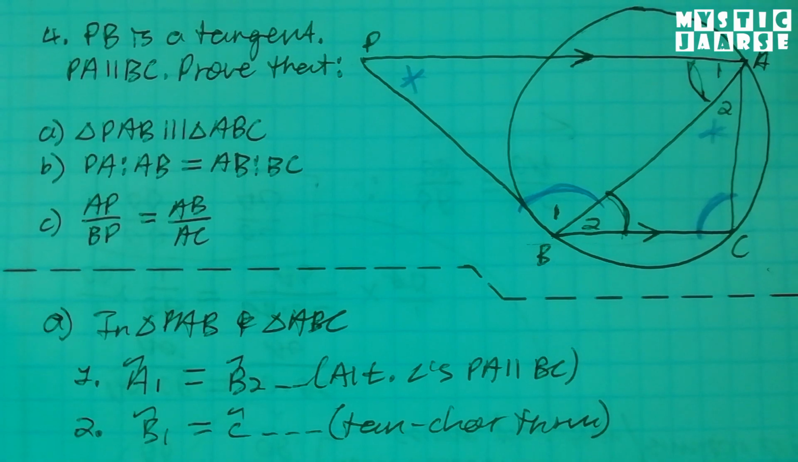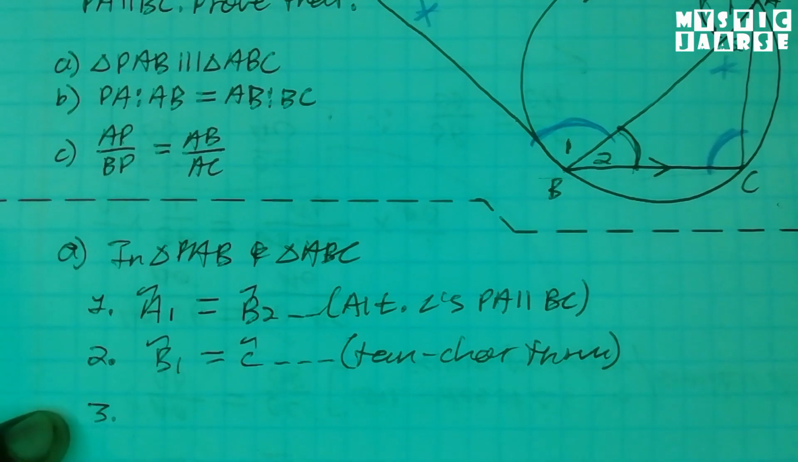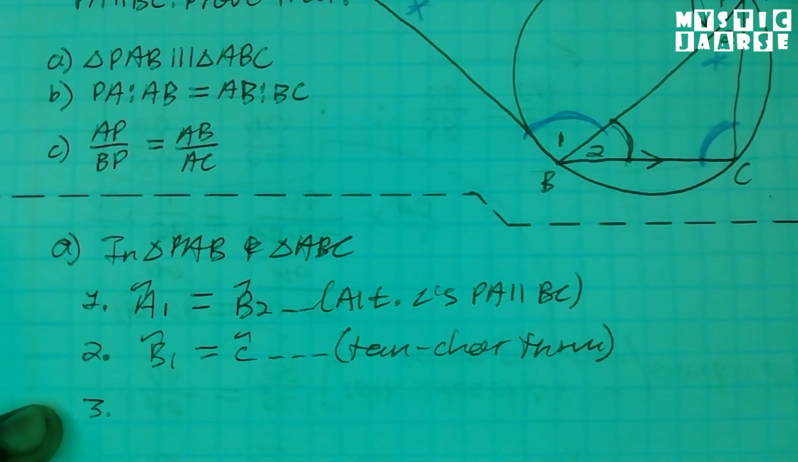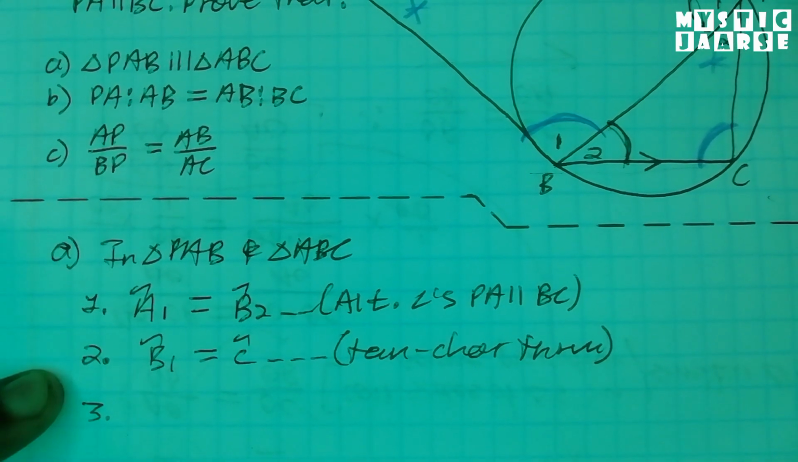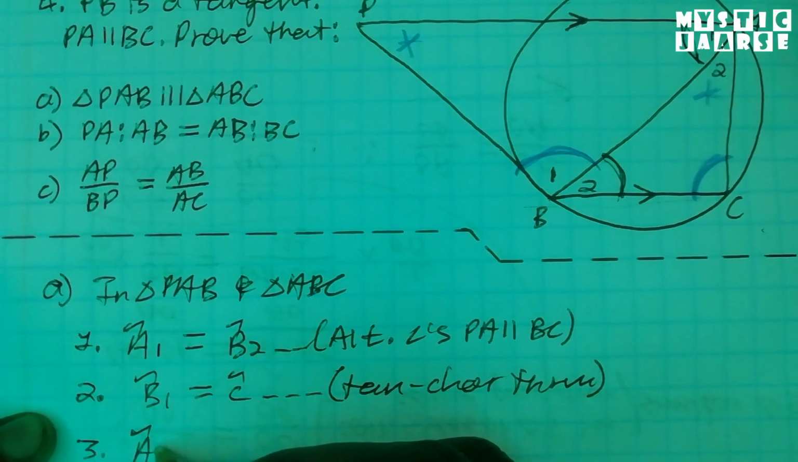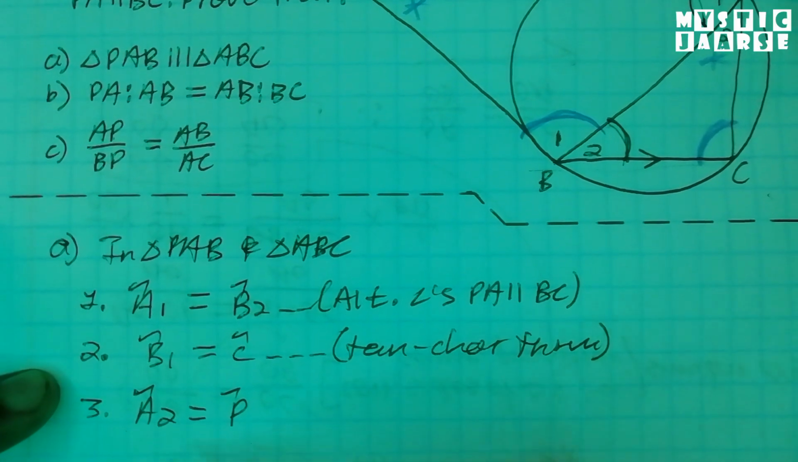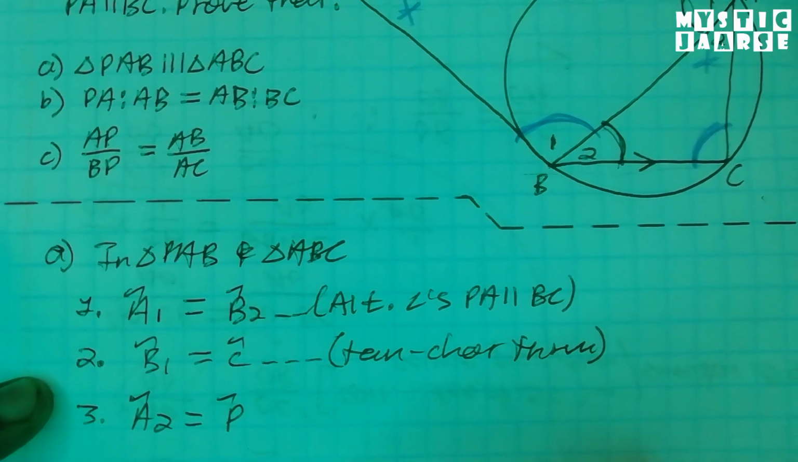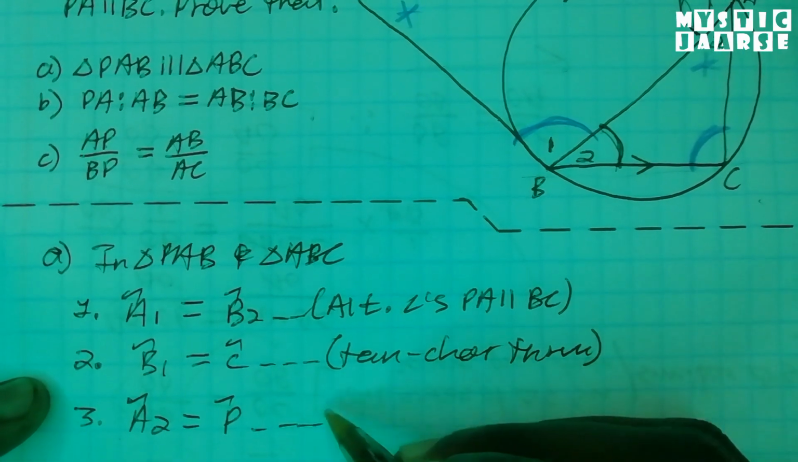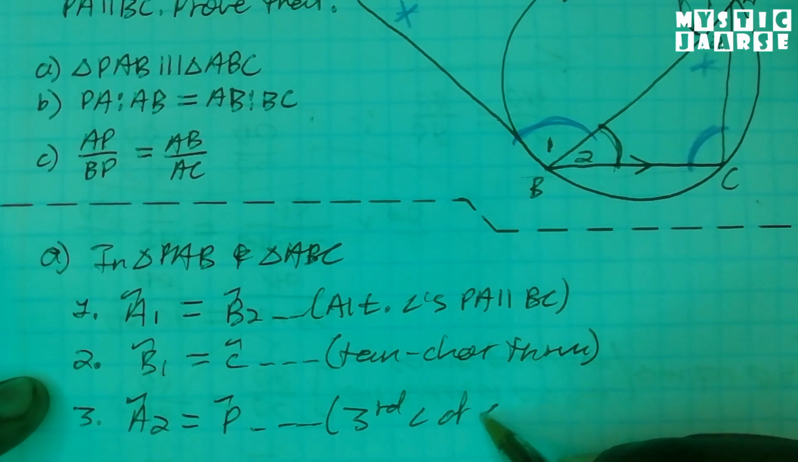Now I don't see which theorem I shall use to prove that they are equal, but since we have mentioned the first two reasons, we can just say angle A2 is equal to angle P, since these are the two remaining corresponding angles. And the reason, we can just say this is the third angle of a triangle.